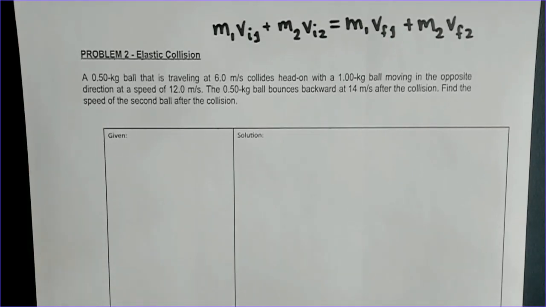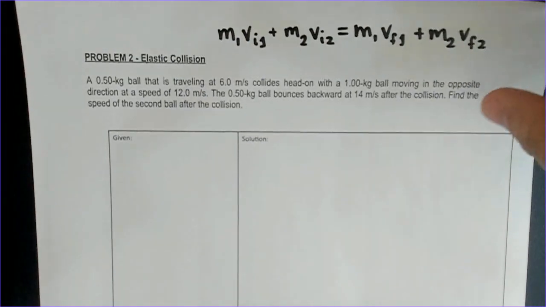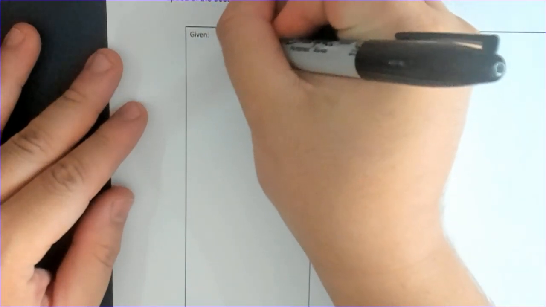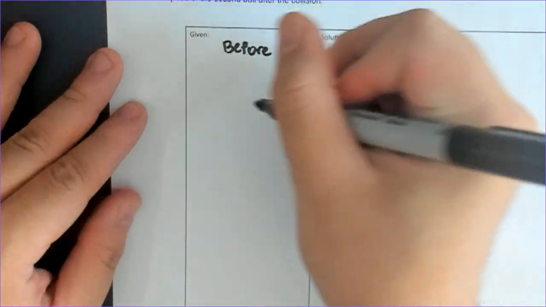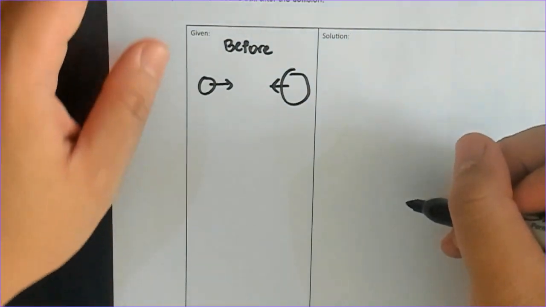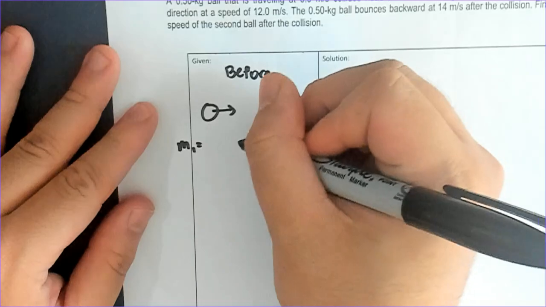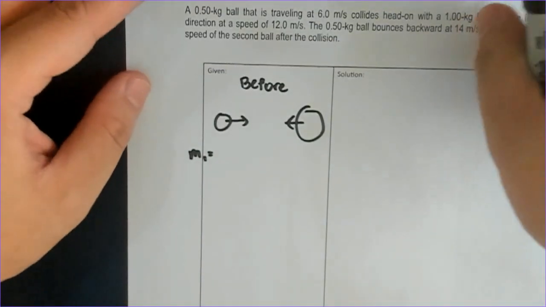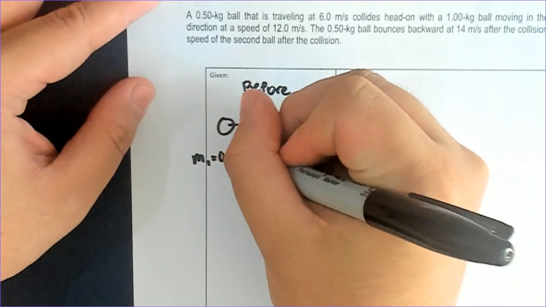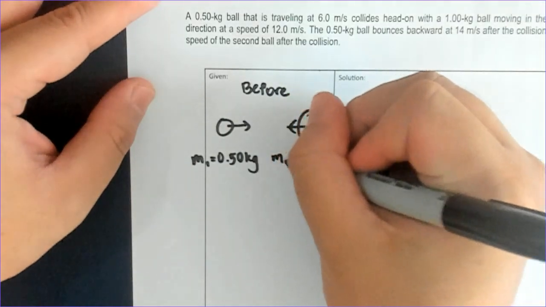To tackle this problem, it would be nice to sketch what exactly happens before and after our collision. Before the collision, you have a smaller ball and a larger ball approaching each other head-on. The smaller ball has a mass of 0.50 kilograms as mentioned in the problem. The larger ball has a mass of 1 kilogram.